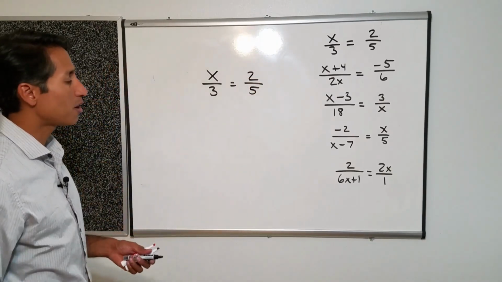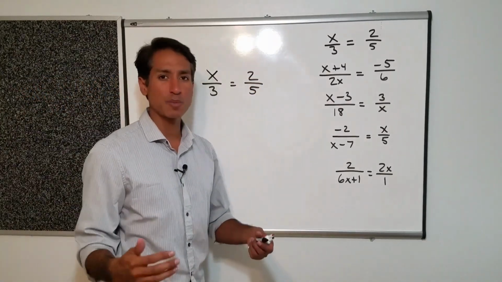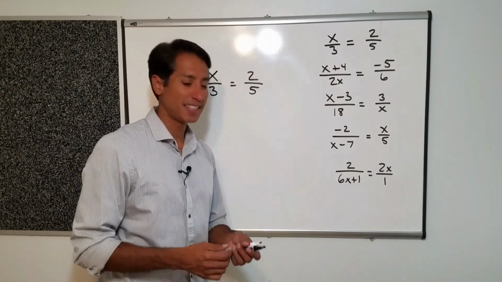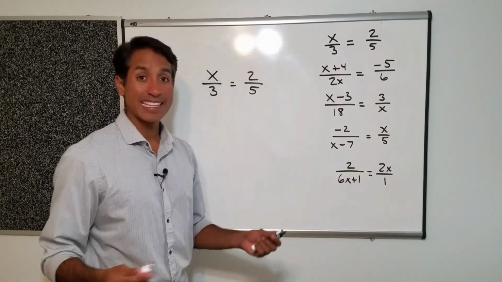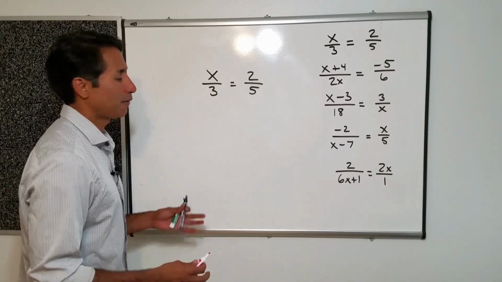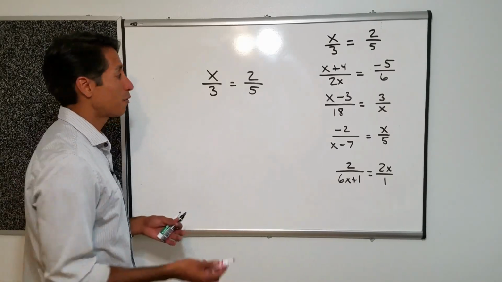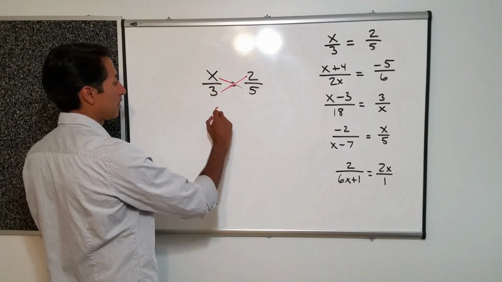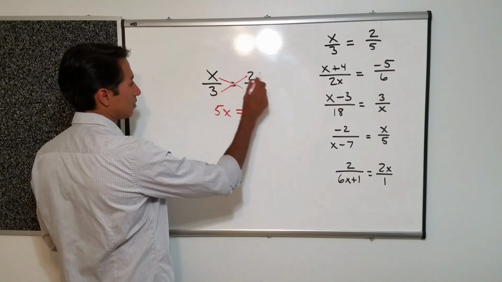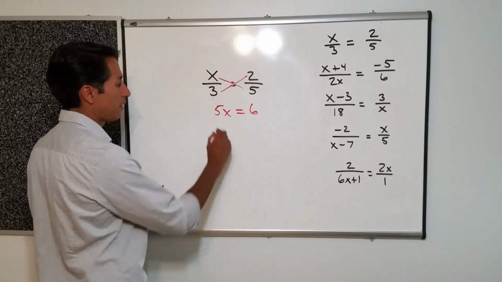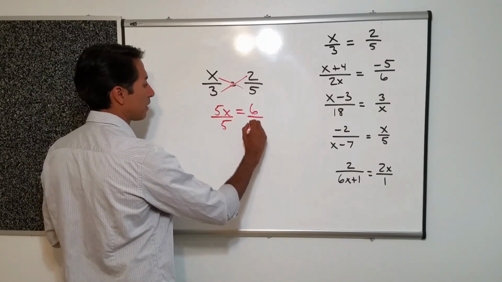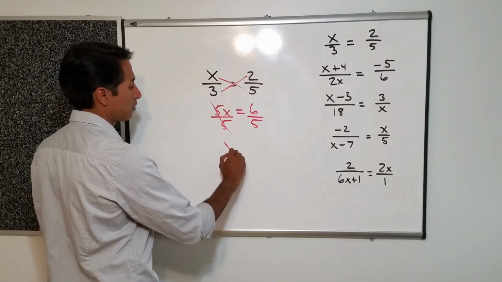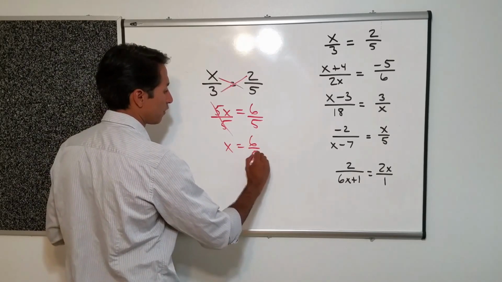With all these problems, I'm going to go old school and cross multiply. It's the way I like to see these things done. It's easy, it's very visual, but if you have your own method, then go for it, okay? So I'm going to cross multiply and I get 5x equals 6. And then from there, I just divide both sides by 5, isolate the variable, x equals 6 over 5.